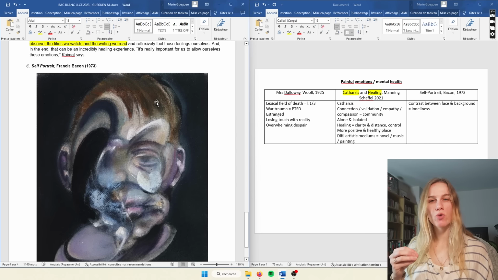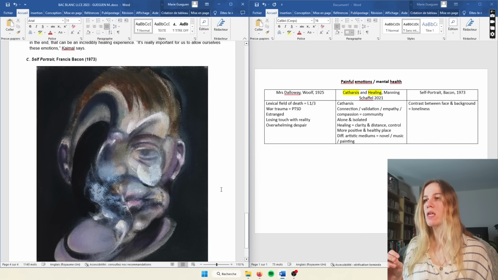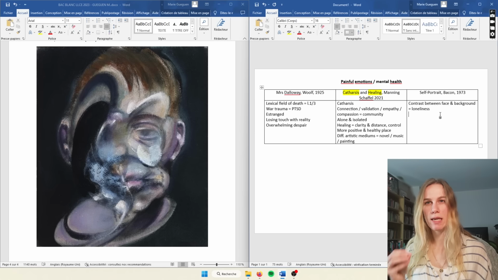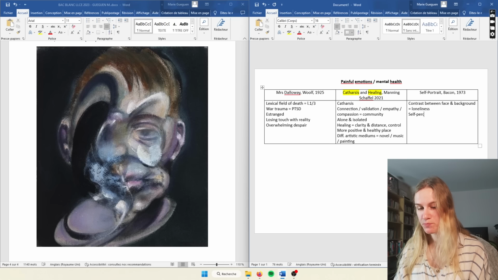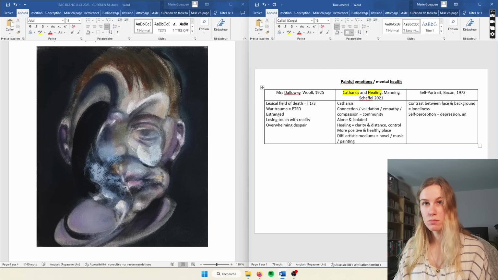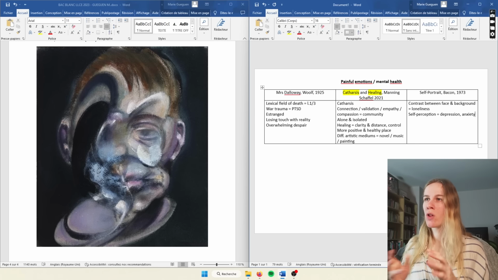So here, self-portrait, we know that the painter is representing himself, but not his physical appearance, rather the way he perceives himself mentally and he perceives his mental health. So we can write down self-perception. And this is very negative, so it might be depression or anxiety. The movement of the brush strokes could suggest a form of a vicious circle.